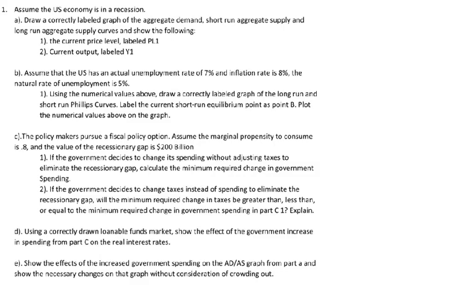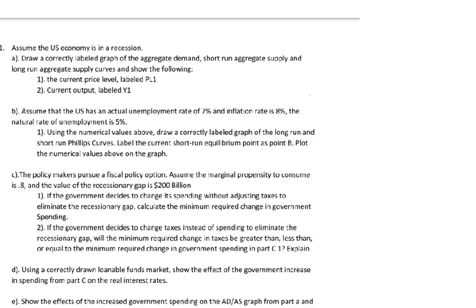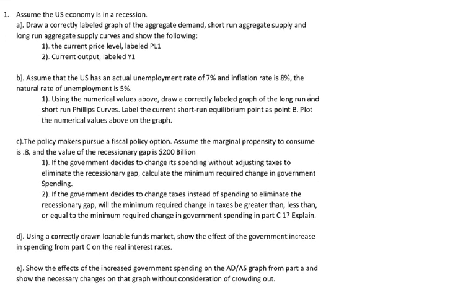We're going to go over the practice FRQ. All right, so let's start off, right? Assume the U.S. economy is in a recession. Draw a correctly labeled graph of the aggregate demand, short-run aggregate supply, and long-run aggregate supply curves showing the following: current price level labeled PL1 and current output labeled Y1. It didn't tell me what to label the output, so I'm good to go on that. Oh, sorry. Let me activate the pen. Here we go.